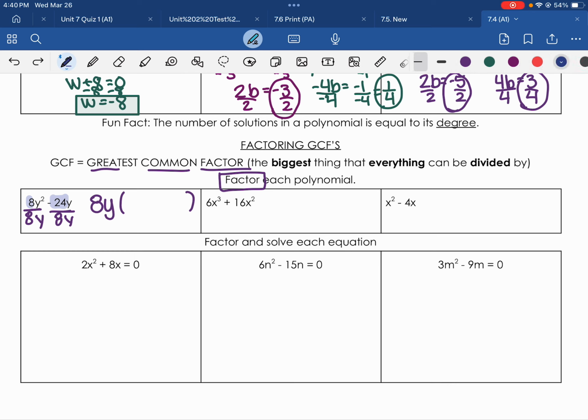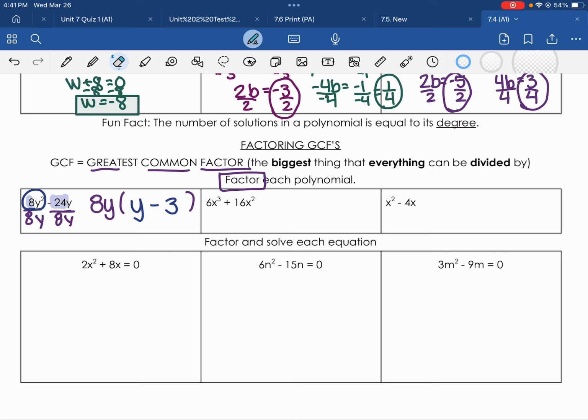Once you decide that your GCF is 8y, you're pretty much deciding 8y times what gives me 8y squared. Well, it just needs another y. So 8y times y is 8y squared. And then 8y times what would give me negative 24? Well, it needs to be multiplied by negative 3 to get to negative 24. That's it. That is more like the undistributing I was talking about, where you're really just thinking, if I had to distribute and get back to my original problem, what should go here?